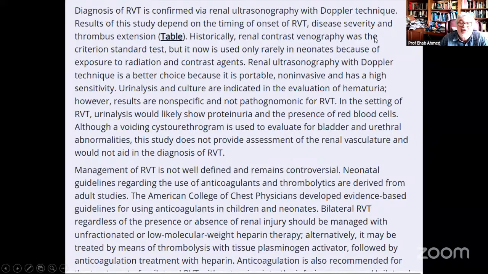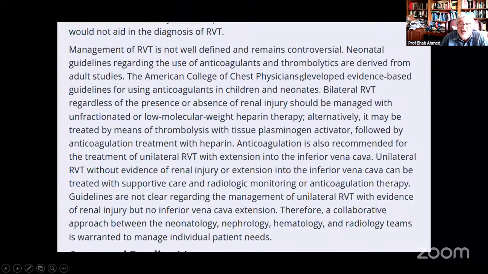Diagnosis is confirmed, of course, by the ultrasound. Renal contrast venography was the gold standard at some point, but it is now used only rarely if you don't have the ultrasound because of the exposure to radiation and contrast agents. But the renal ultrasonography with Doppler is the gold standard, and the management is not well defined, especially in unilateral. But if it's bilateral or extends to the inferior vena cava, you have to manage thrombolytic treatment, anticoagulants, thrombectomy, whatever, medical, surgical, depends on the case.